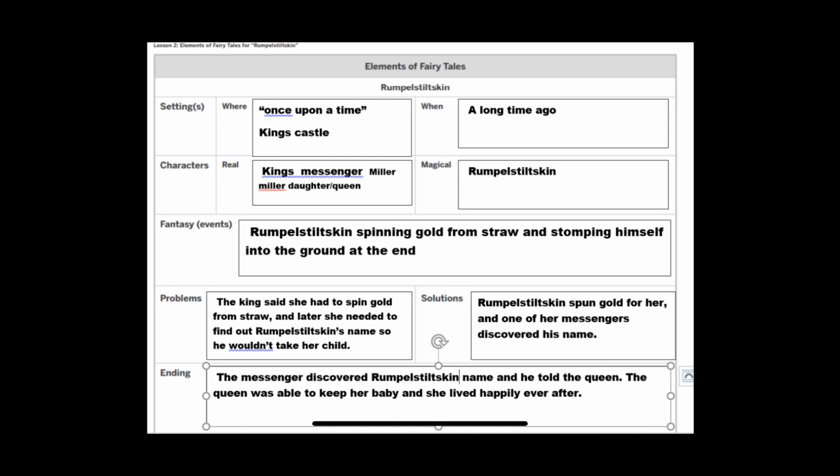Ending. The messenger discovered Rumpelstiltskin's name and told the queen. The queen was able to keep her baby, and she lived happily ever after, as everyone does in fairy tales. The end. Now let's use this information to answer a few questions.